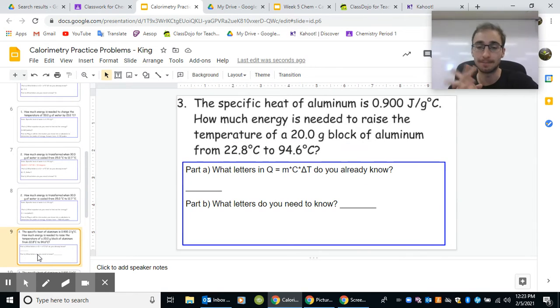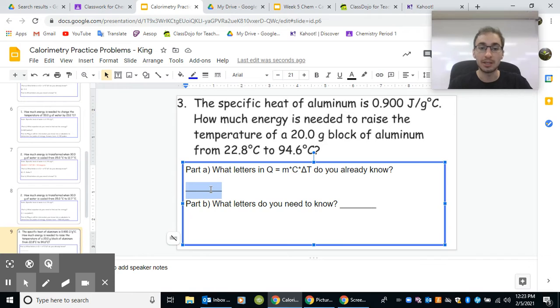All right, number 3. This one might be a little tricky. The specific heat of aluminum is 0.9 joules per gram per degree. How much energy is needed to raise the temperature of a 20-gram block of aluminum from 22.8 degrees to 94.6? What letters do you already know? Just figure out what you know. If it has a number attached to it, then you know it.